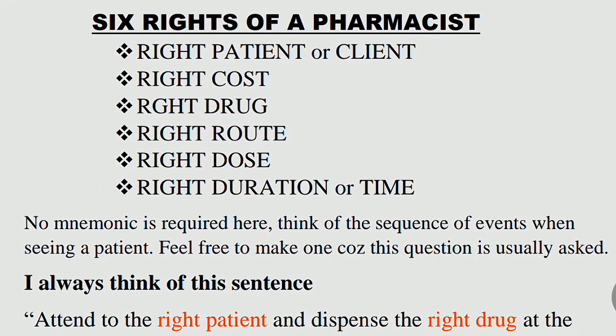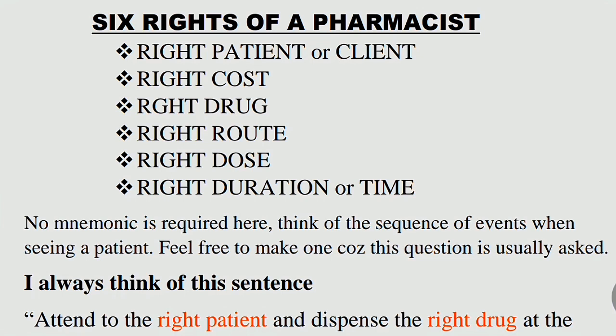The last part now, we'll talk about the rights of a pharmacist. Very, very important concept. You need to be able to memorize these 6 rights. So firstly, we have the right patient or client, the right cost, the right drug. That should spell right drug. Yeah, that right drug, right route, right dose, right duration or time.